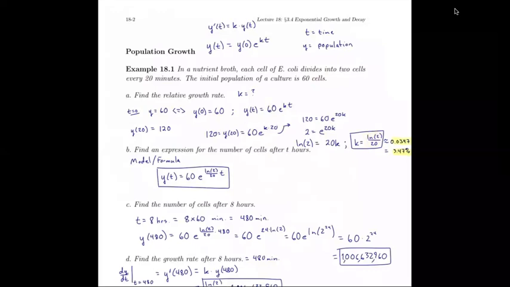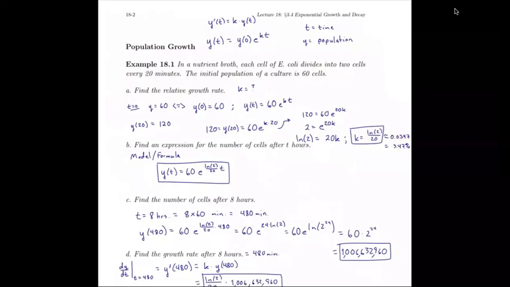So that matches. And then it's not a crazy value either, right? Looks like the population is growing by 3.4% at any given instant, right? That's the rate of growth of this population. So anyway, that's neat to see, but we're going to use this number in our actual formula. Part B says find an expression for the number of cells after t hours.